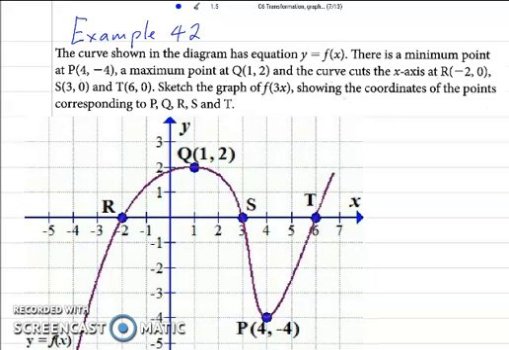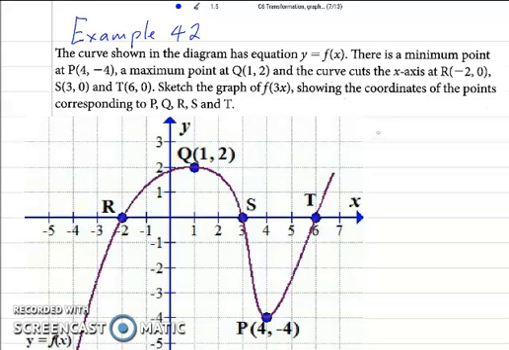Okay, example 42. It says the curve shown in the diagram has the equation y equals f of x. There is a minimum point at P(4, -4), a maximum point at Q(1, 2), and the curve cuts the x-axis at R(-2, 0), S(3, 0), T(6, 0). We're asked to sketch the graph of f of 3x, showing the coordinates corresponding to P, Q, R, S, and T.